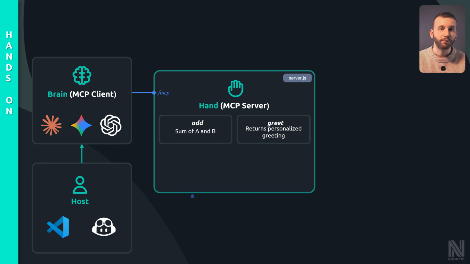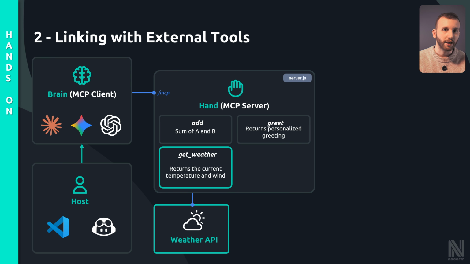Part 2 is simple but important. You add a getWeather tool that calls an external weather API from inside the handler. The architecture doesn't change. Same host, same brain, same server. But the server now reaches out to the internet. The tool handler calls OpenMeteo API internally and returns the result.